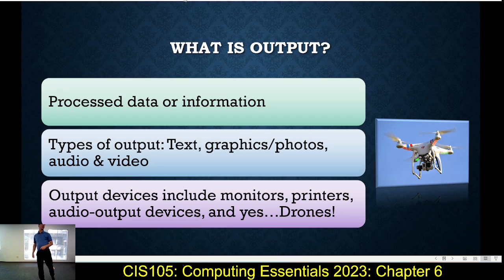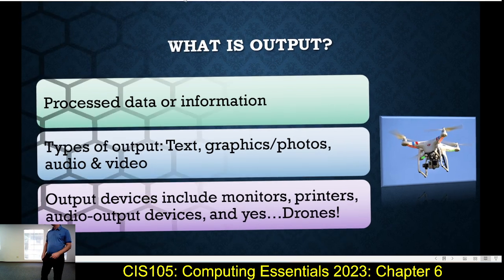Okay. So going into output, so this is our process data or information. There's only a few types of output that you and I understand, and that's text, images, audio, video. I mean, that's pretty much it. And so I'm going to talk about monitors today. I'm going to talk about printers, audio output devices, and yes, drones as well. Oh, and keep in mind that microphones are also input devices. I didn't really talk much about that, but microphones are also input devices.